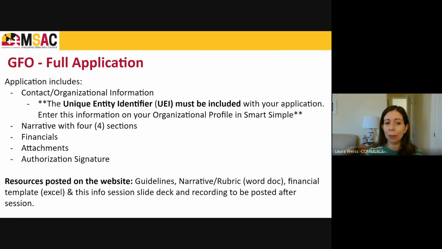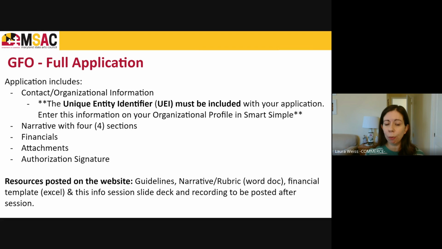So the first part of the application is just some basic information, your contact information for your organization. We do need the UEI, which is the Unique Entity Identifier. Most organizations at this point have this. If you have not gotten that information from SAM.gov, this is a federal requirement. You do need to get that information. So you log on to SAM.gov if you have not secured it. If you have questions or concerns about the UEI, be in touch with myself or Emily, and we can help you through that from our standpoint.